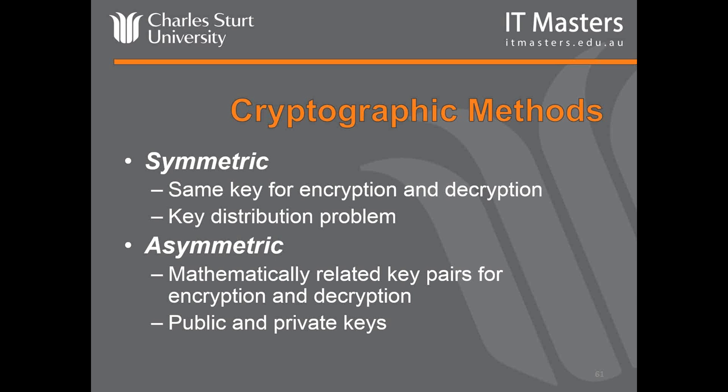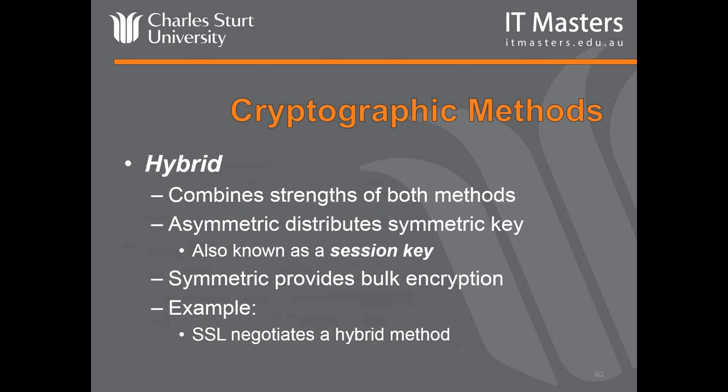Now, for asymmetric, what you need is a pair of keys. So you maintain your private key, never give it out, and protect it. And you have a public key that anyone can get to. And of course, we have hybrid methods where we use the strengths and weaknesses of both.